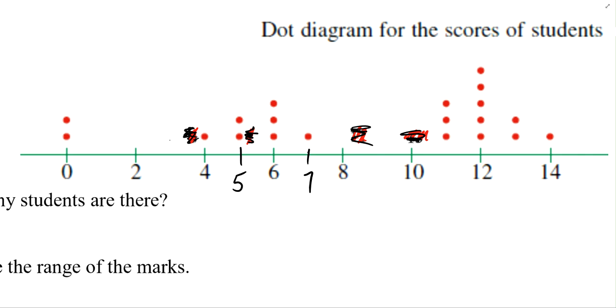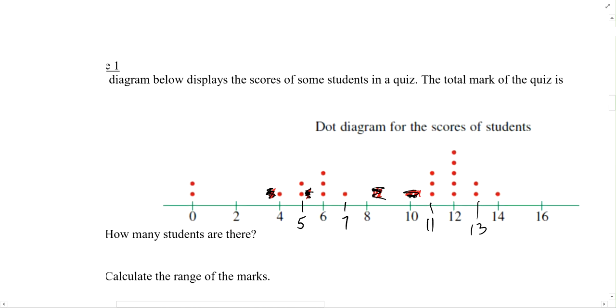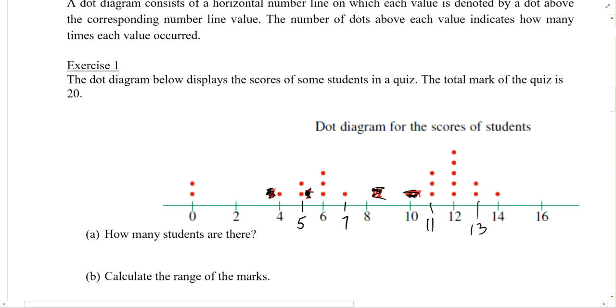Okay, how many people scored 11? 3, okay, yes. And 12? 1, 2, 3, 4, 5, okay. 13? And 14? Anything else? Any more? Oh, what's the maximum mark scored? Is it 20? Okay, what is the total mark? 20. What is the maximum mark scored? Did I get 18? 18.